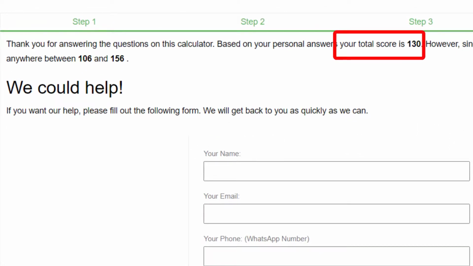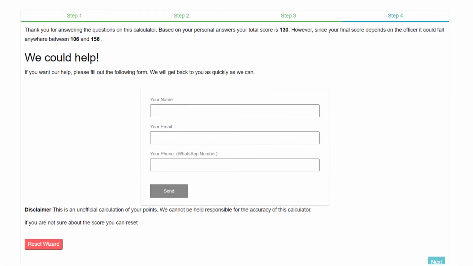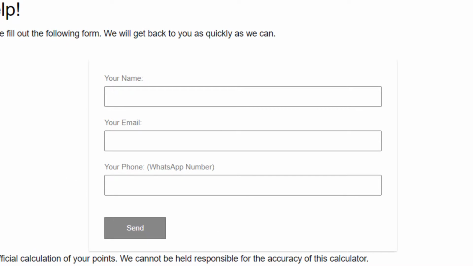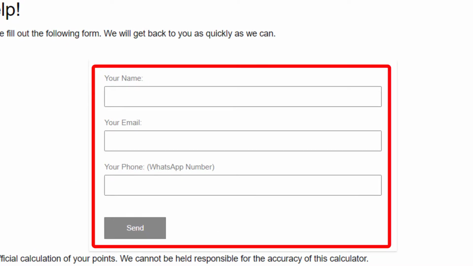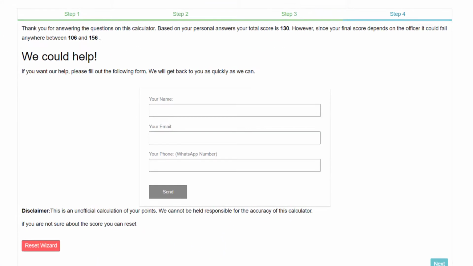So as you can see, it says, thank you for answering the questions on this calculator. Based on your personal answers, your total score is 130. However, since your final score depends on the officer, it could fall anywhere between 106 to 156. And if you would like us to help you with the process, that's when you can enter your name, your email address, and your WhatsApp number or your phone number. Keep in mind that if you don't do this, we won't collect your information. So so far you haven't shared anything with us, just your self-calculated information. But if you decide, you put in your information and click send, then the system will send your name, your email address, your phone number through email with the answers that you have given to the questions to us.